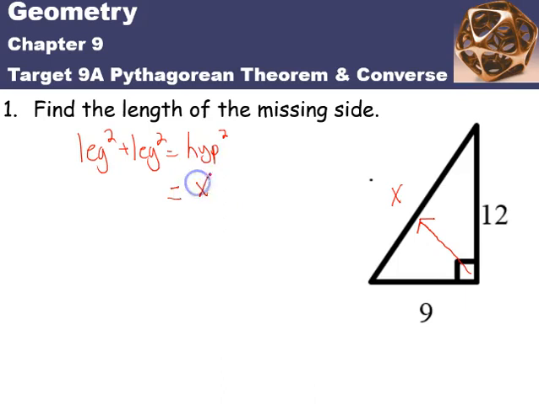And that is the hypotenuse. So my hypotenuse in this case is x. And then my legs are 9 and 12. So I have to square them both. So 9 squared is 81 and 12 squared is 144. The x raised to the second power is just x squared.